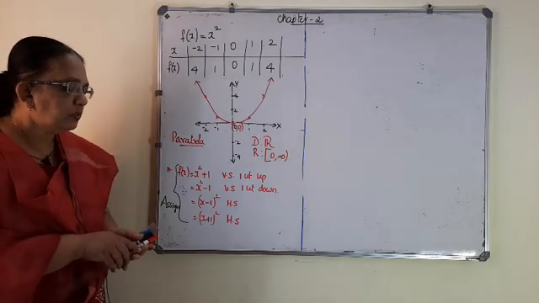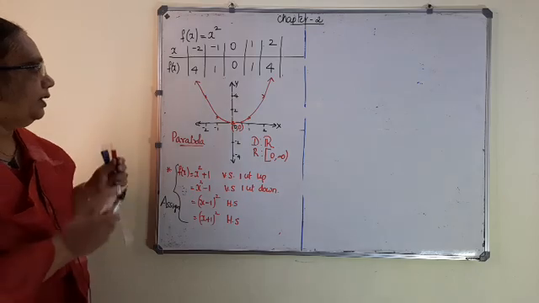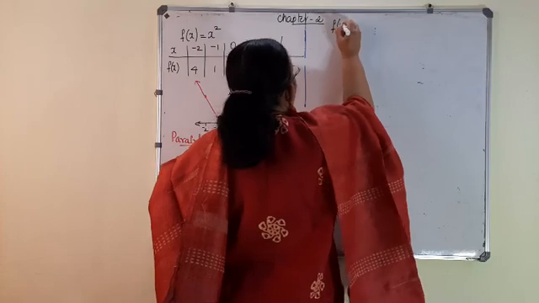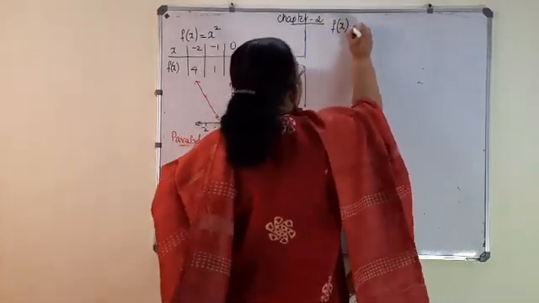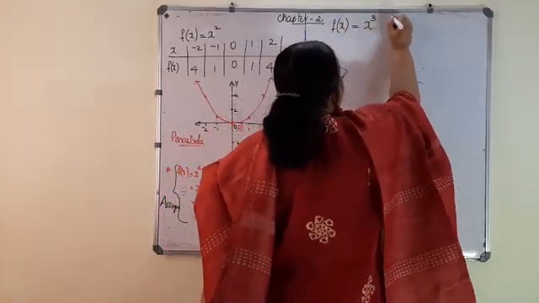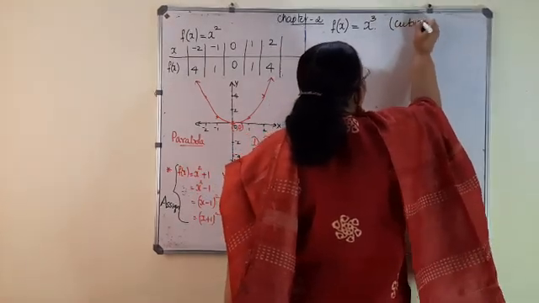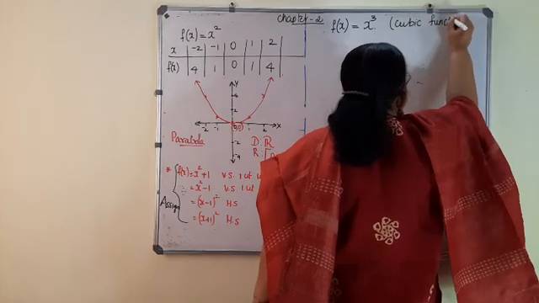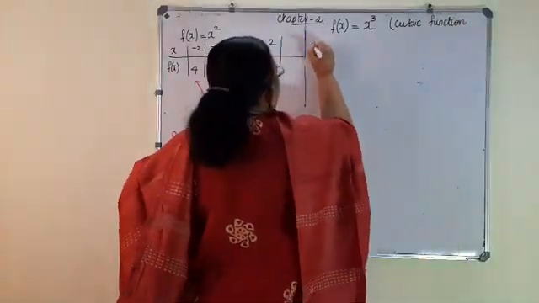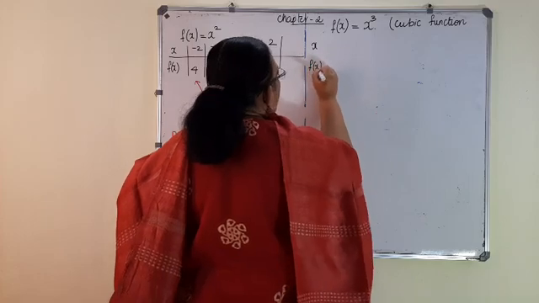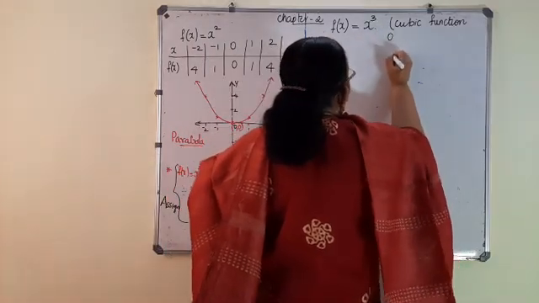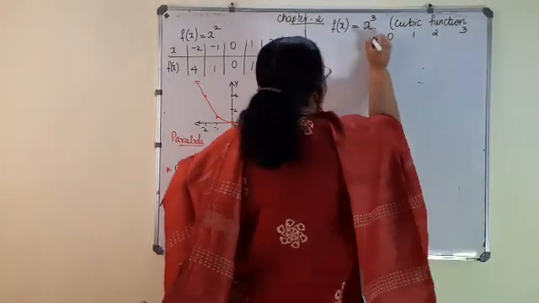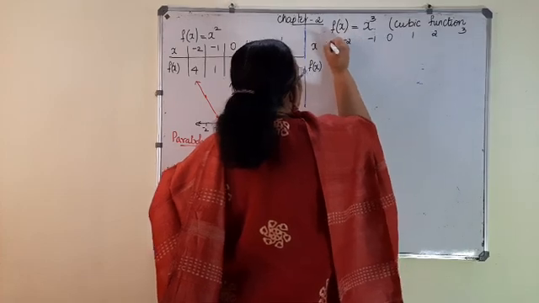Now, the next one we are going to study is the function of the form f of x is equal to x cubed. This function is called a cubic function graph. X values, f of x. Take some values: 0, 1, 2, 3, minus 1, minus 2, minus 3.